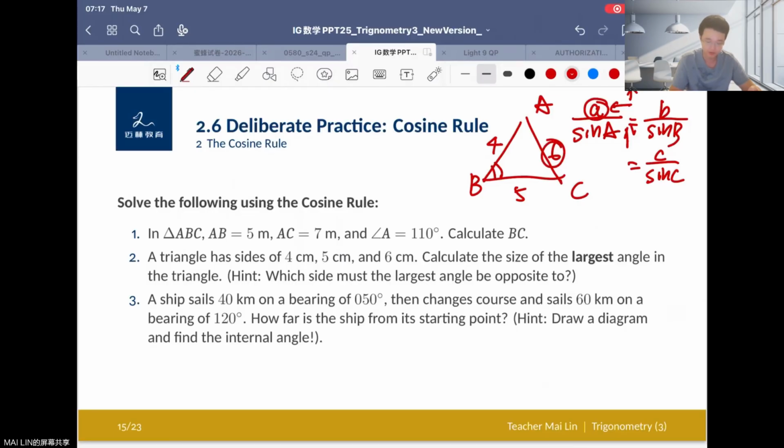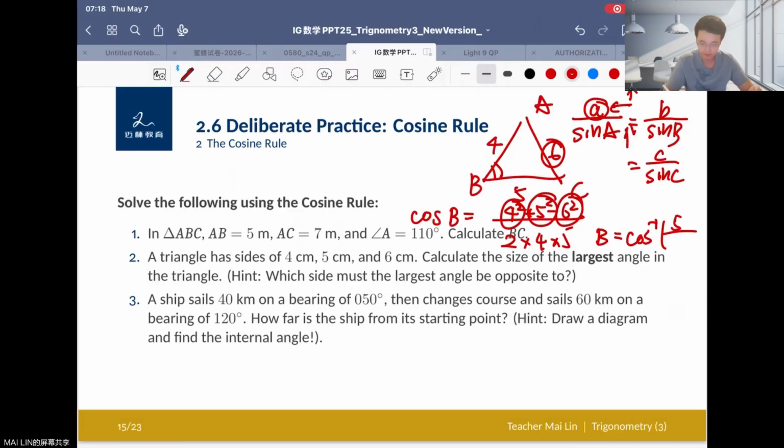So to find the largest angle B, we can use the cosine rule, like cosine B equals 4 squared plus 5 squared minus 6 squared over 2 times 4 times 5, right? That is problem 2. So for B's value, you can use the calculator: 16 plus 25 equals 41, right? 41 minus 36 is 5. 5 over 2 times 4 times 5 equals 1 over 8, okay? This is for angle B.